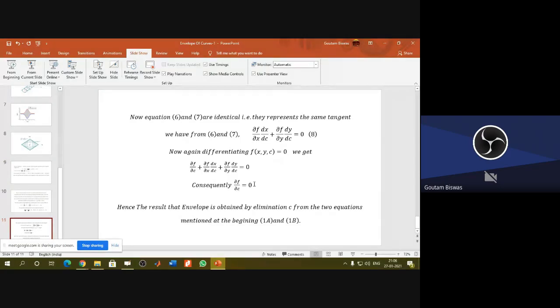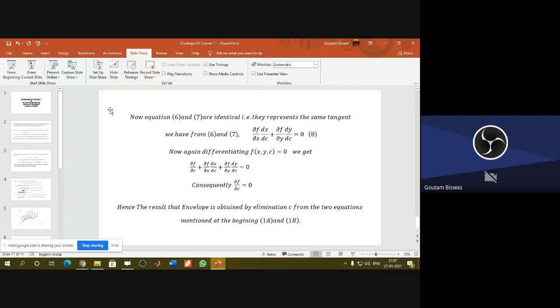So take del f del c and the function, and eliminate c between these two equations. The resulting equation will be the envelope. So mostly you have to follow this method and evaluate. You have to do it.